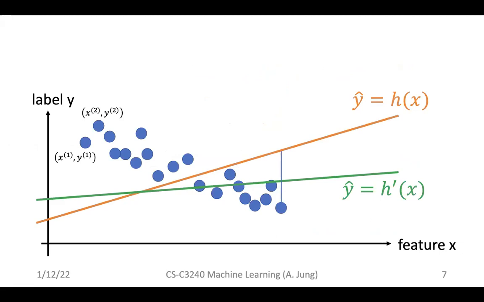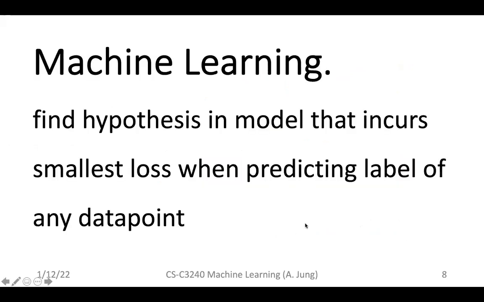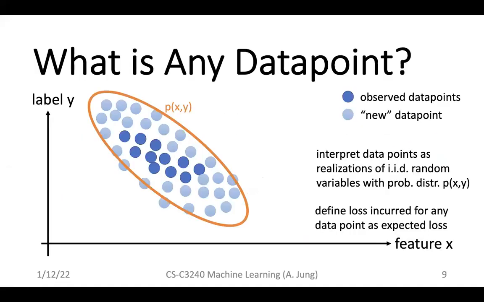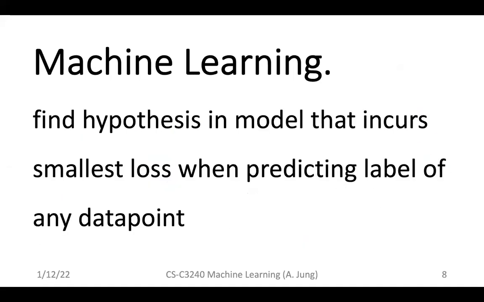Now the name of the game in machine learning is: find me the hypothesis with the smallest loss incurred on a data point, in general, on any data point. We want to find a hypothesis that does well for any data point that comes in. I want to learn a hypothesis that is able to read in the minimum temperature of a day and give me a prediction for the maximum temperature for any day. But what exactly do we mean by any data point? We need to make this more precise.